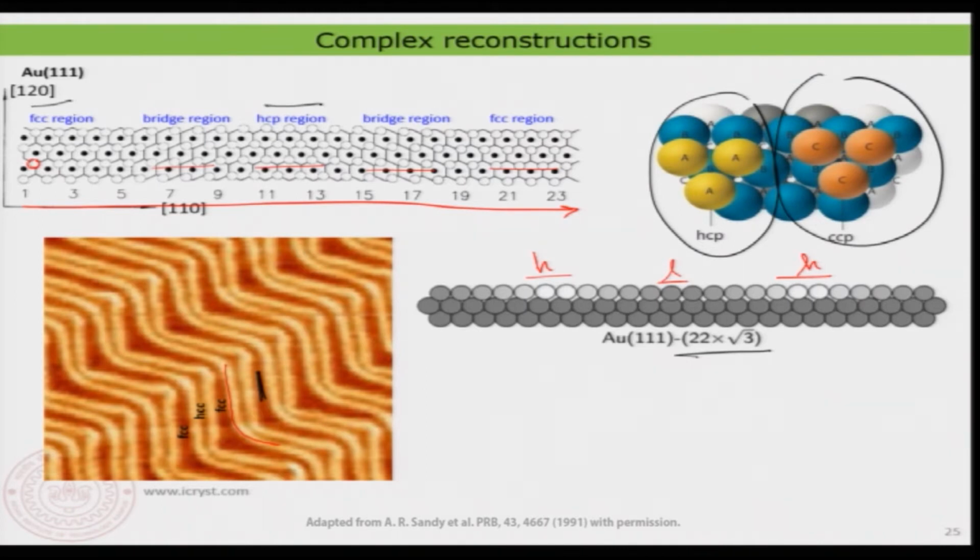So, just keep a look. You can try to look at that in greater detail. Just for your understanding, the circles are representing the top atoms and the dots are representing the atoms below, and the hexagon is just there to guide you through the symmetry of the surface.